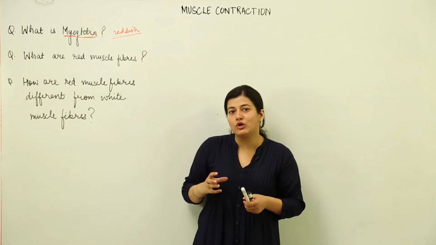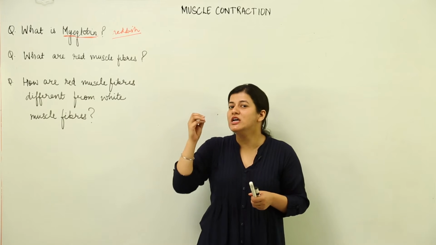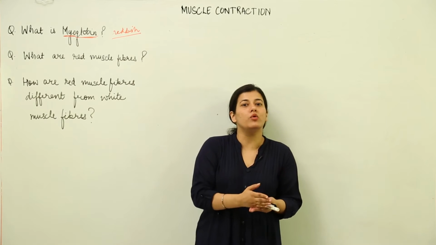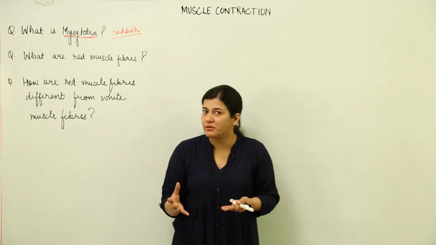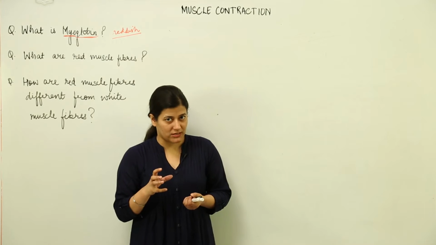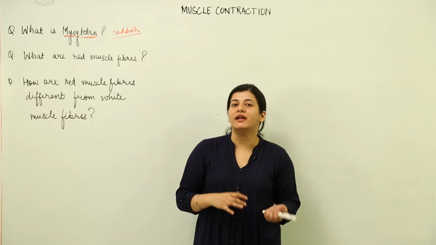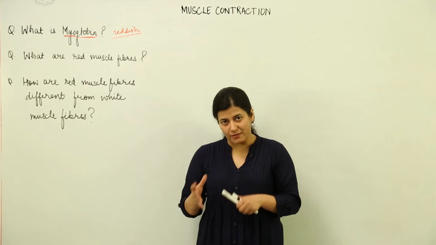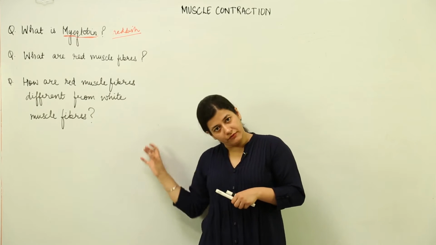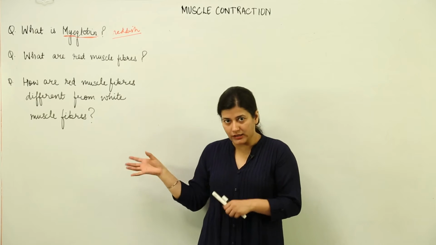Myoglobin is a reddish pigment which gives a reddish appearance to the muscles. The more myoglobin present, the redder the muscle; with less myoglobin, there would be a whitish appearance to the muscles. In our body, we have both red and white muscle fibers, and according to the presence of myoglobin, the work is also divided accordingly between red and white muscles.